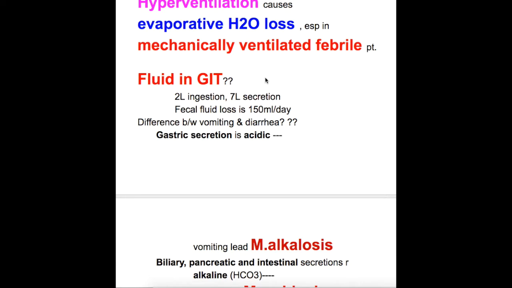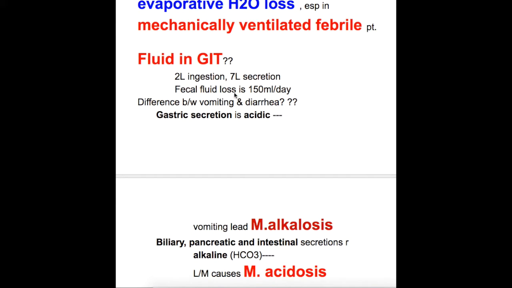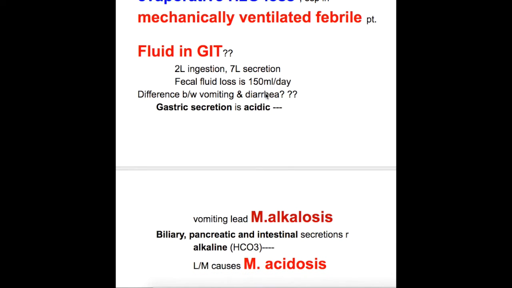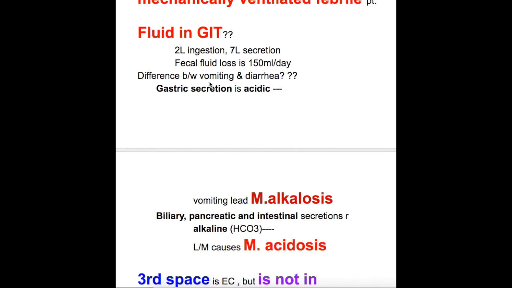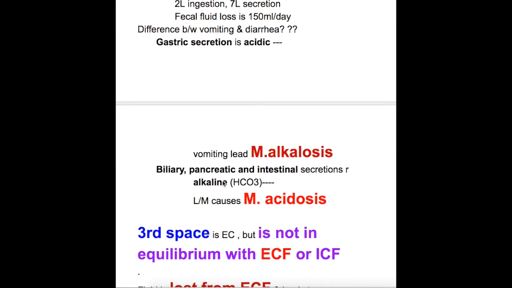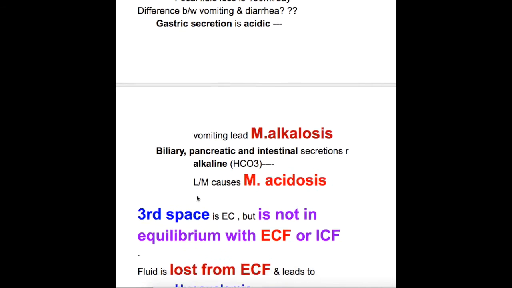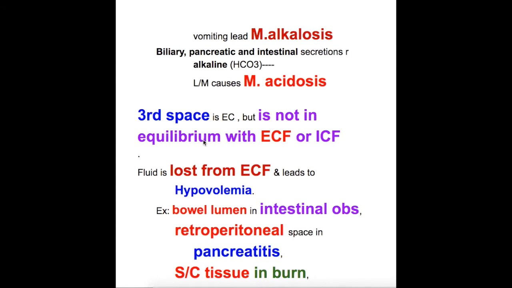There are 9 liters of fluid in the GIT, 2 liters coming from ingestion and 7 liters from GI secretions. And the fecal fluid loss is 150 to 200 ml a day. So what's the difference between the fluid loss in diarrhea and vomiting? The gastric secretion is acidic, so vomiting causes metabolic alkalosis, whereas biliary, pancreatic, and intestinal secretions are alkaline, so diarrhea causes metabolic acidosis.